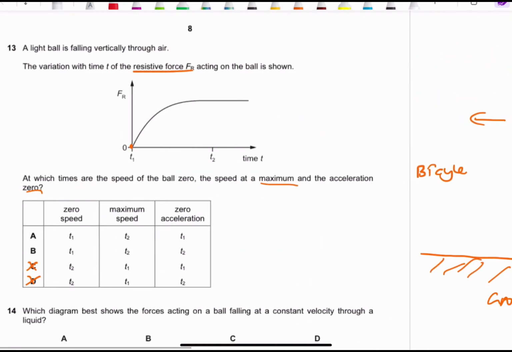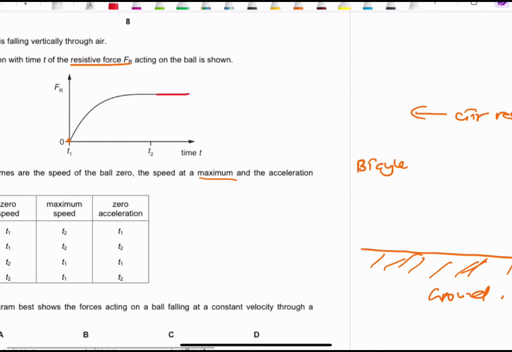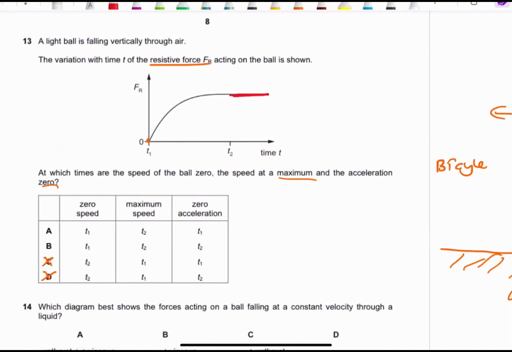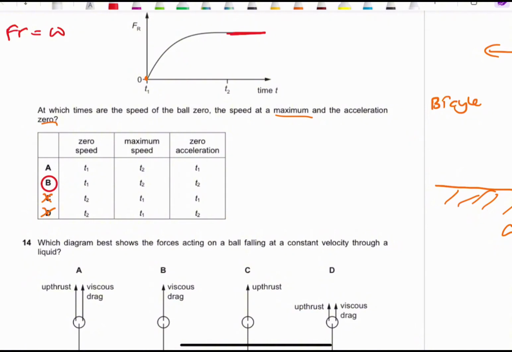So in a similar way, if a ball is just falling vertically, it would mean that the air resistance will never be greater than the weight at any particular instant. So meaning that at this moment, where the resistive force is at its maximum, the velocity is also at its maximum. And if the resistive force is now stagnant, it's no longer increasing, it means that the resistive force is equivalent to the weight. And if those two things are equal, you have no acceleration. So your answer is going to be B. Very important for you to keep that in mind.